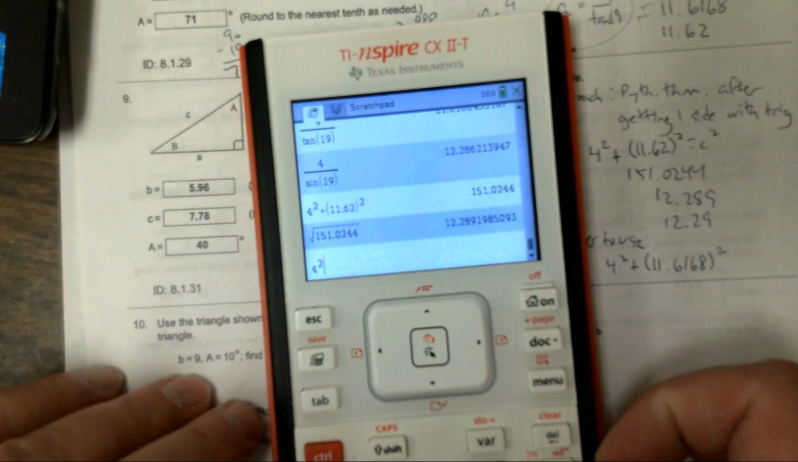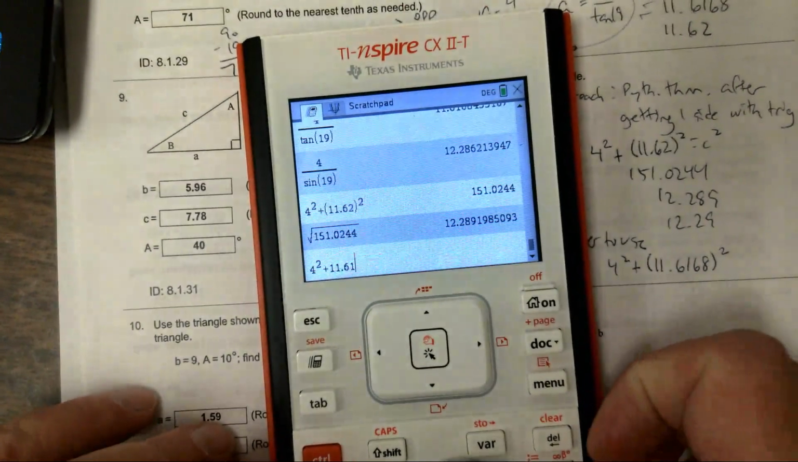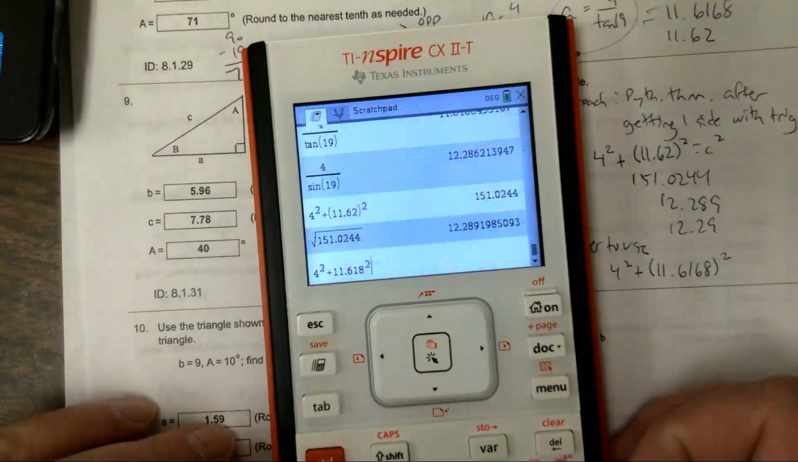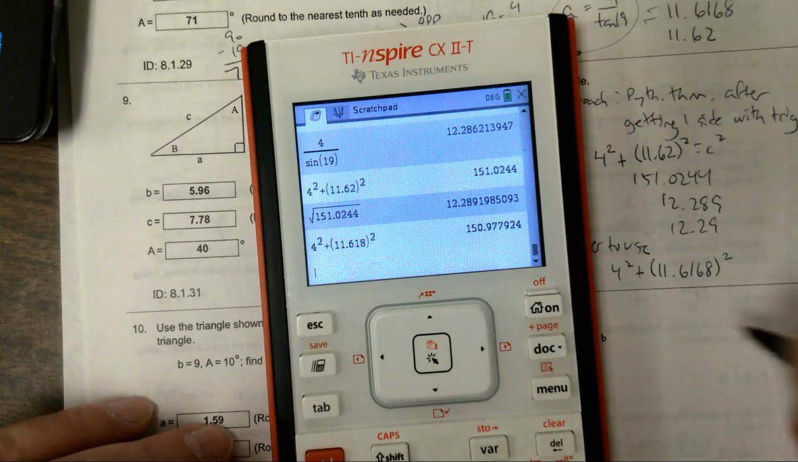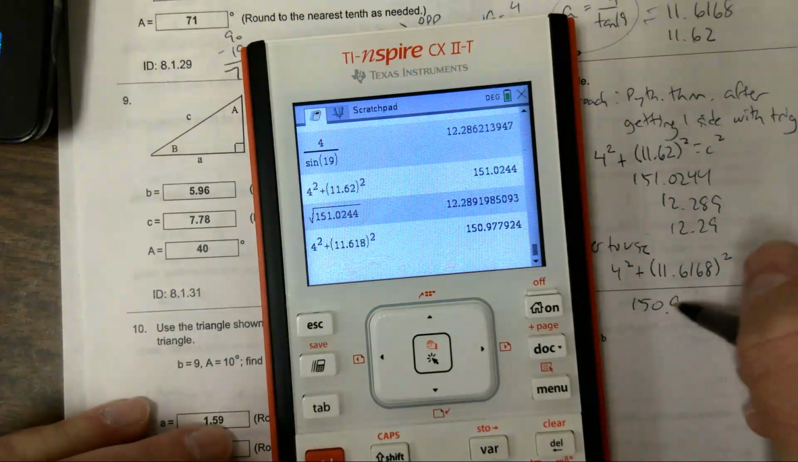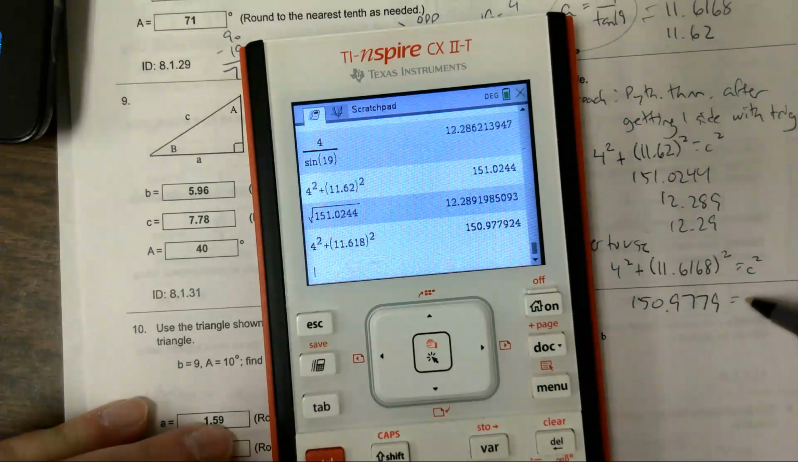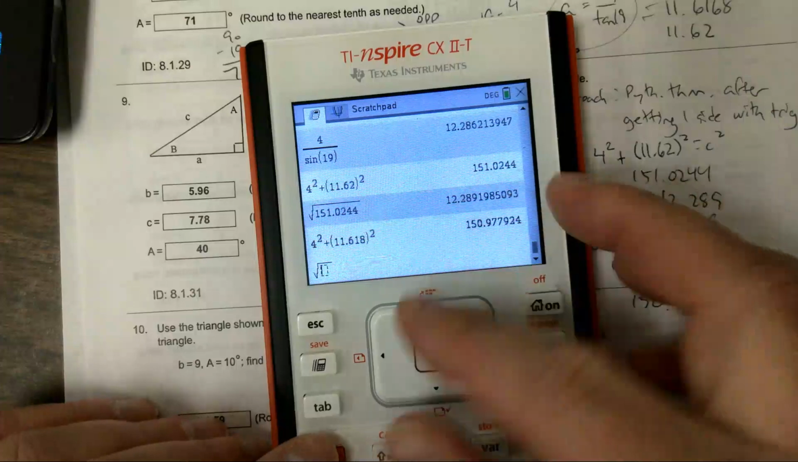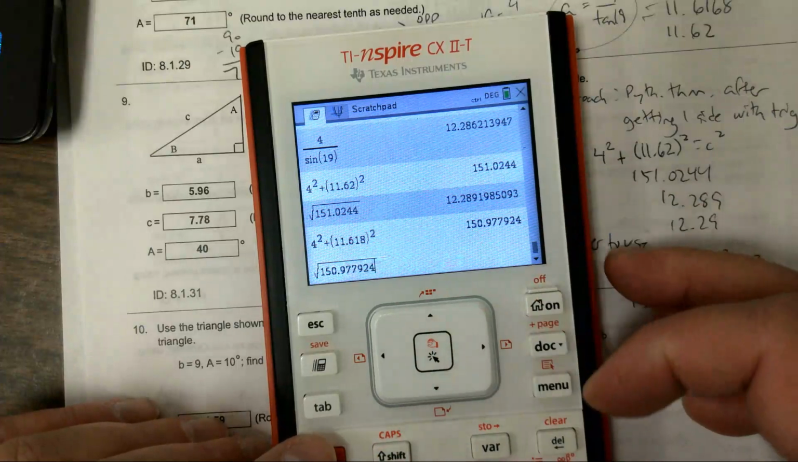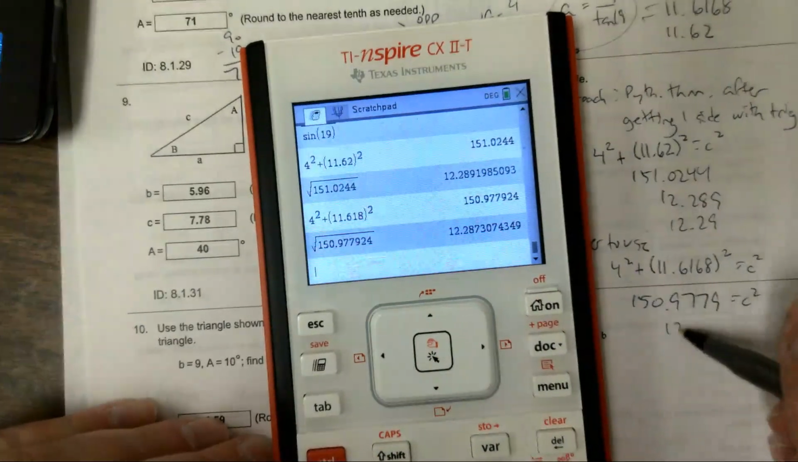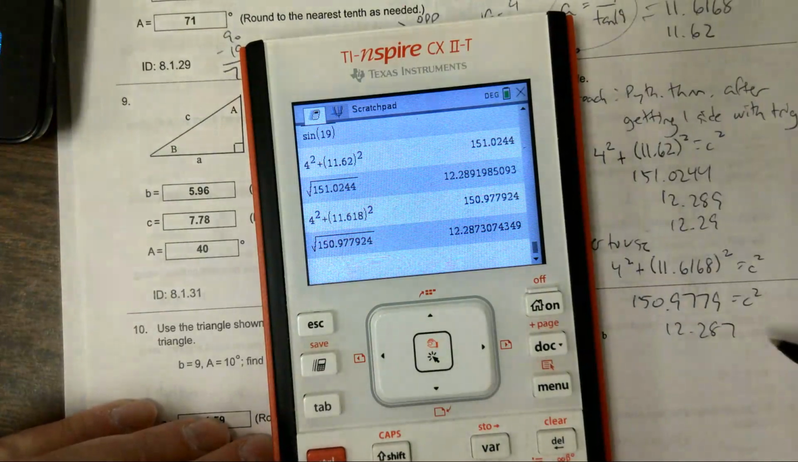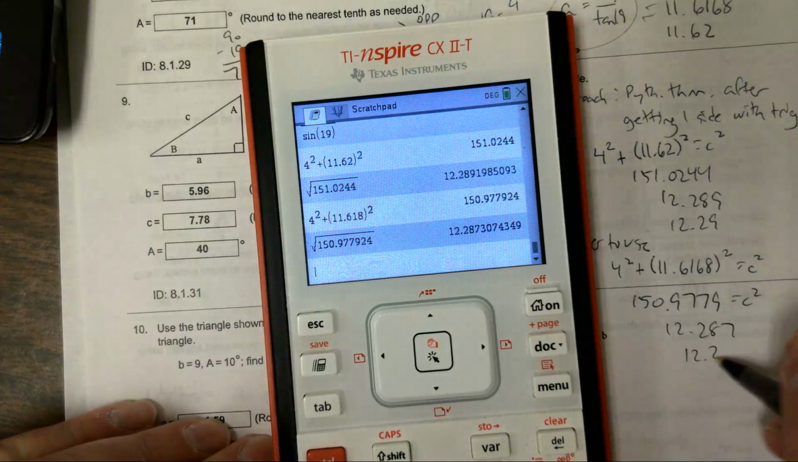4 squared plus 11.618 squared. That gives me 150.9779. And so then when I do the square root of that, I get 12.287, which does end up rounding to 12.29 in this problem.